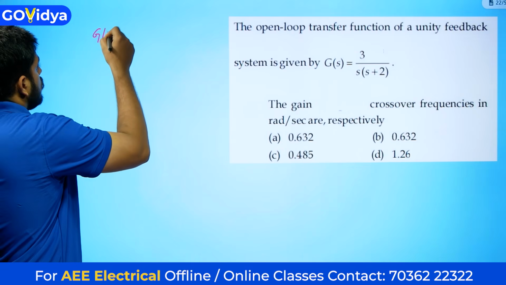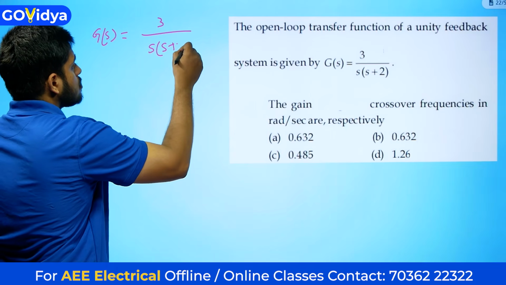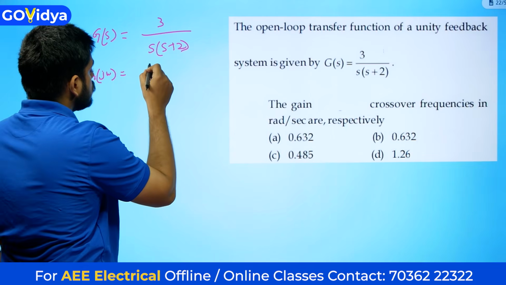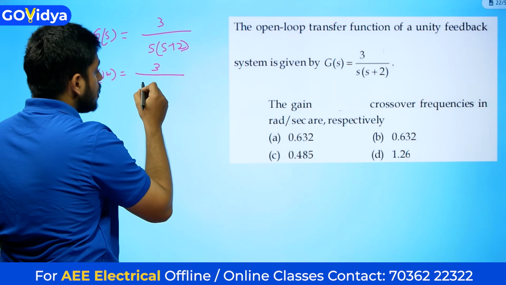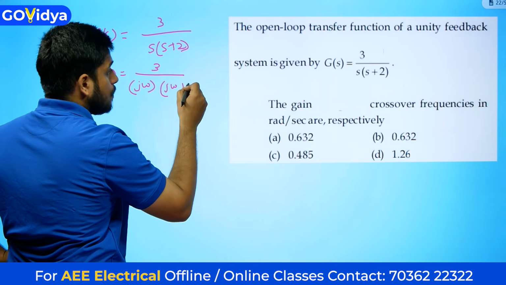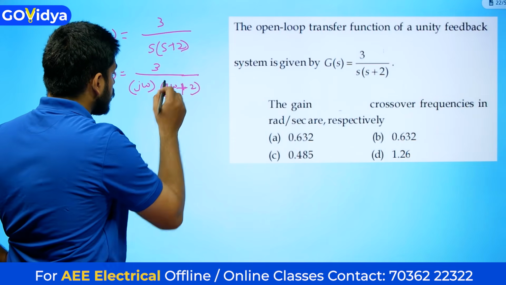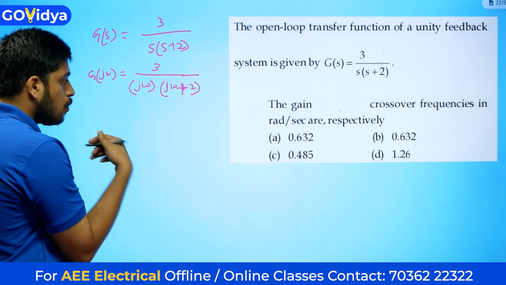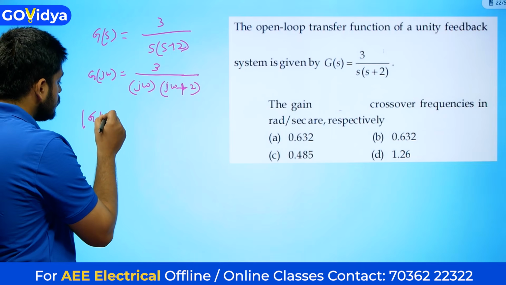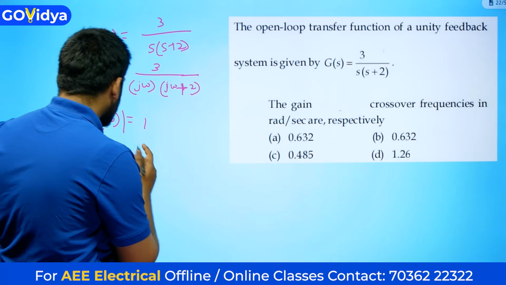So G of s is equal to 3 by s into (s plus 2). Okay, G of j omega is equal to 3 by j omega into (j omega plus 2). Okay, this is the first one. Okay, next what we need to do, we need to take the mod of this equation. So G of j omega should be equated to 1. Okay, we need to equate to 1.